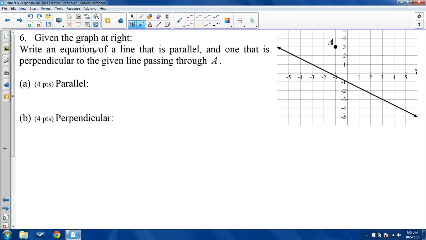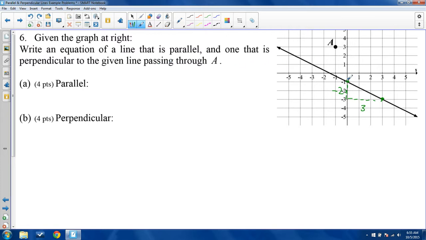Number 6, given the graph at right, write an equation of a line that is parallel and one that is perpendicular to the given line passing through A. Parallel, perpendicular. All right, so a couple things we need to note here. Let's figure out the slope of this line by figuring out distinct points that it's crossing through, such as these two. I just need to find out how much it falls and how much it runs. So remember, since it's falling as it's going to the right, the slope will be negative. This goes down 2 and over 3. So my slope of this original line here is negative 2/3.